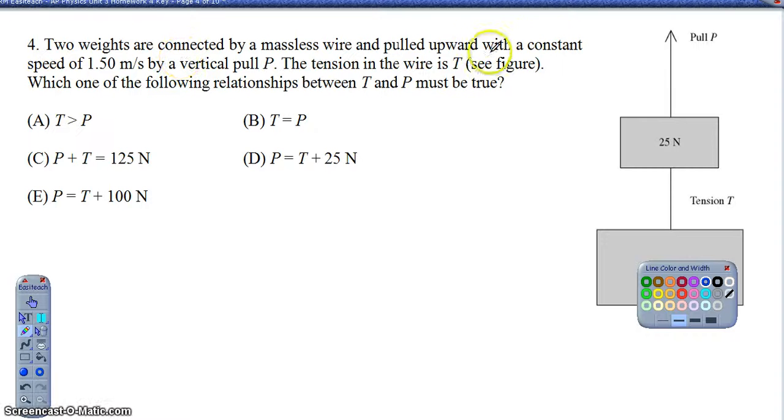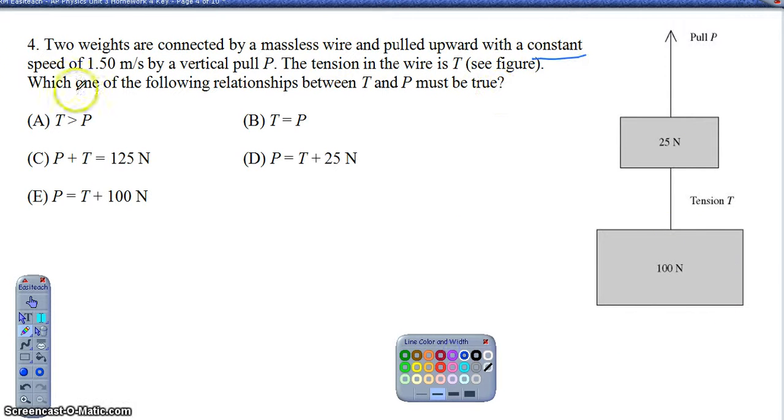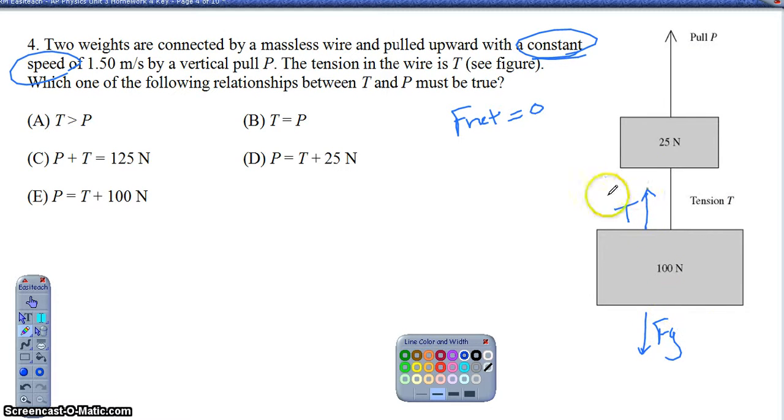Question 4 here, the key to this question is the fact that it's being pulled upward with a constant velocity. And we know the second we see constant speed, constant velocity, right, we know that means the net force must be 0. So really, if I focus on these two objects individually, well, what that tells me is the tension. So if I focus on this 100 one, right, that would tell me that the tension needs to be equal and opposite to the force of gravity on this first block. So I actually know the tension is 100 newtons if I needed to know that. The tension down here is, tension T is. But they actually just asked me what's the relationship between T and P.